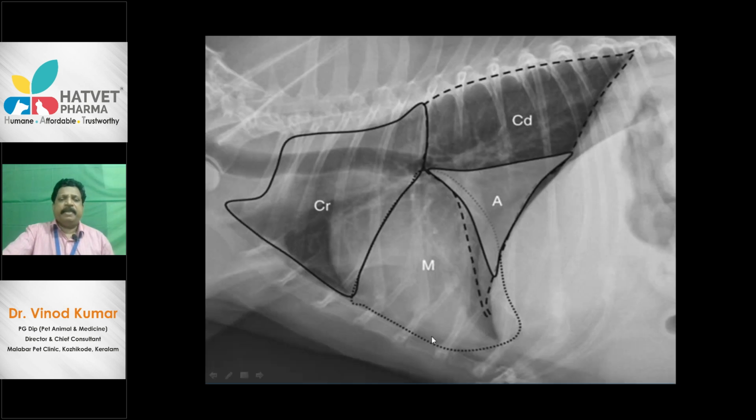See here in this radiograph, this is the left chest radiograph. You can see the cranial lobe on the left side, the middle lobe on the right side, the accessory lobe on the right side, and the caudal lobe. These two are the left lung. These two are from the right lung.